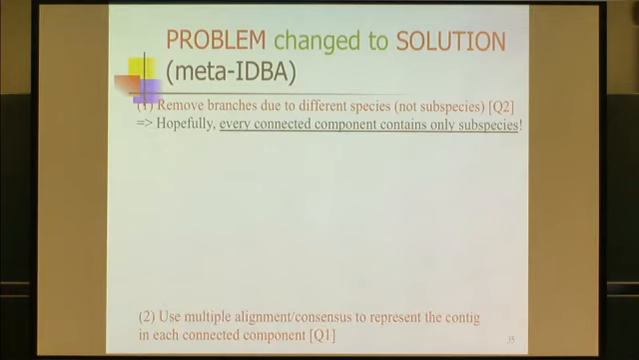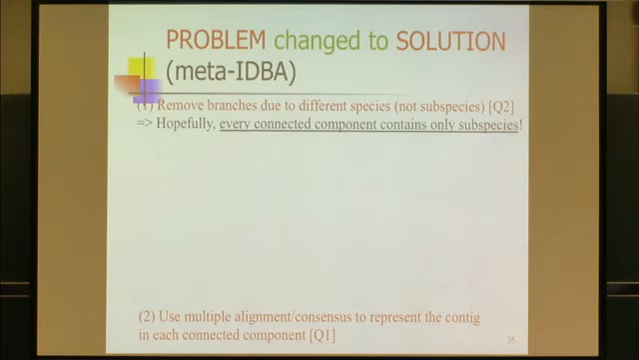And then on the other hand, the second step is very similar to the meta-cortex that the speaker talked about this morning. We try to use consensus to represent the contig in each connected component. The main difference is we only output one contig, but they use a better method to output more than one contig. Okay, but the idea is very similar.